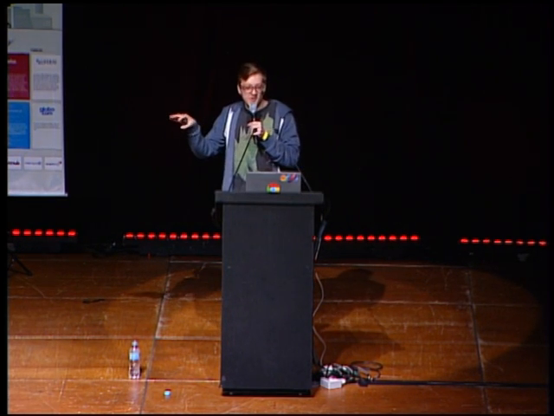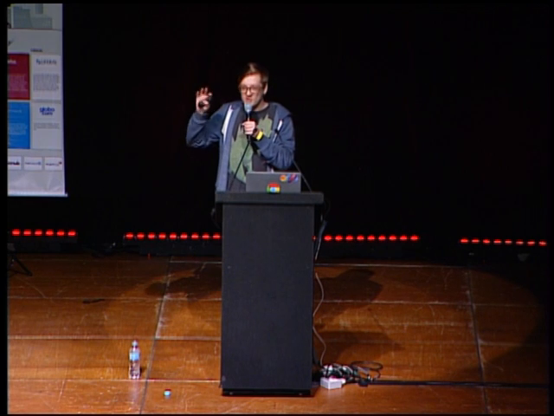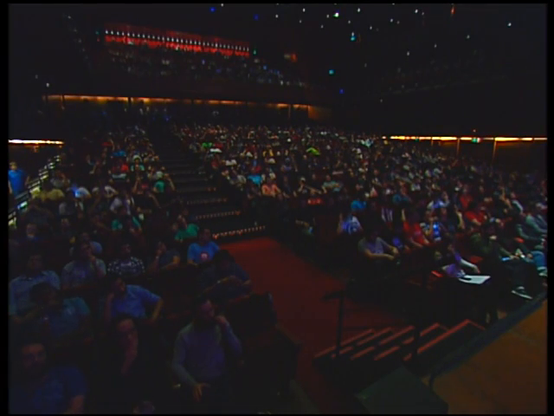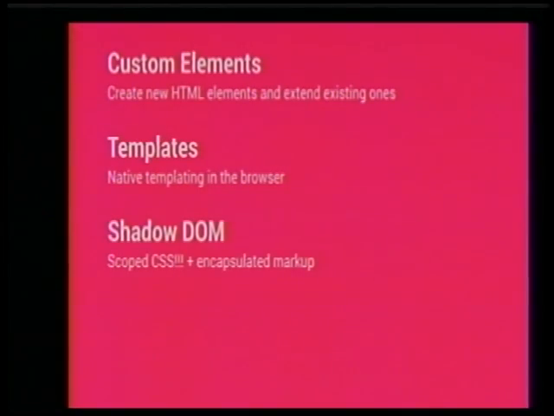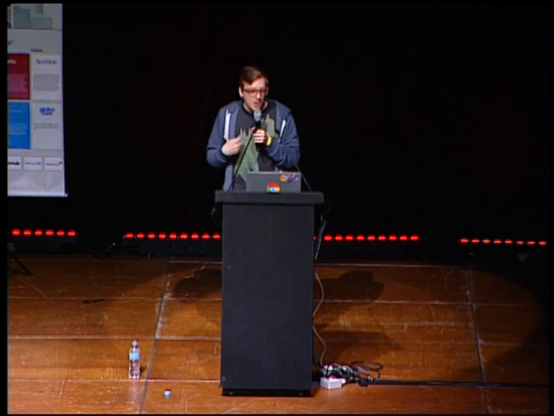So to recap really quickly, with custom elements, you can create new HTML elements and extend existing ones. Templates give you native templating in the browser for the first time. Shadow DOM gives you scoped CSS, which is huge, and markup encapsulation. And with HTML imports, we can load in custom elements, and additional resources and third-party libraries. So that's kind of the overview of web components.